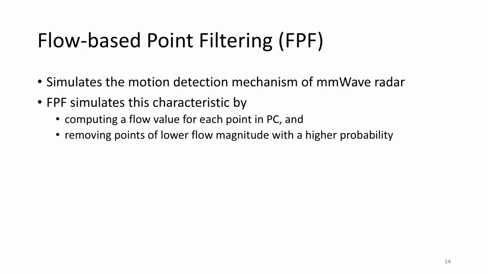Flow-based point filtering, or FPF, is the key step in the conversion pipeline. It estimates a motion flow value for each LiDAR point based on the skeleton motion. Then, points with lower flow magnitude are removed with higher probability. This mimics the fact that mmWave radar is more sensitive to moving body parts. As a result, the converted point cloud keeps more points near dynamic regions and fewer points near static regions.